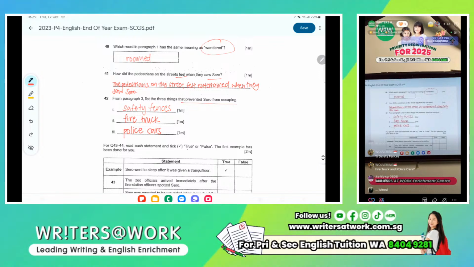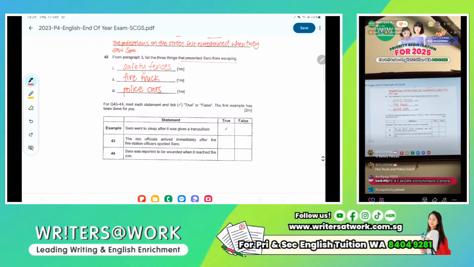Okay, for Kelly, back alley. Back alley was the area that they were using to prevent Cero from escaping. It was the place they were in when they were trying to block Cero from his escape route. So these are the three things that you need to take note of in the passage below.